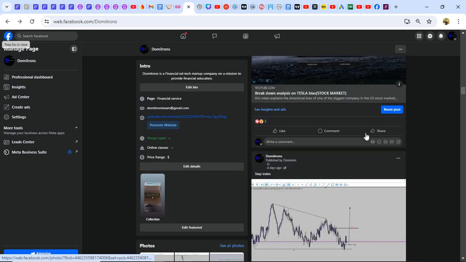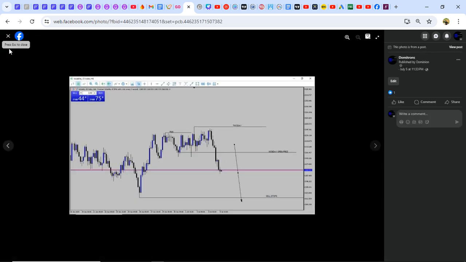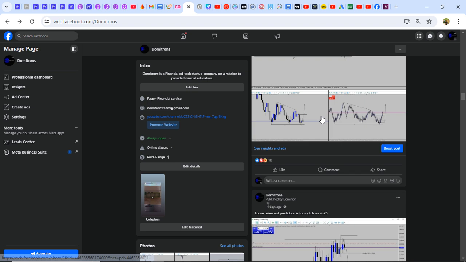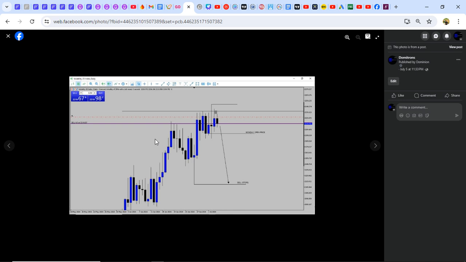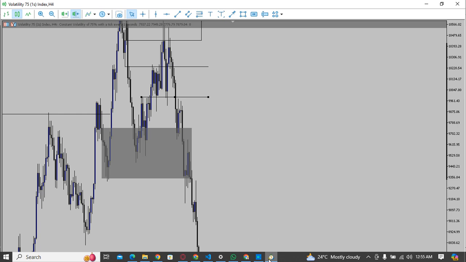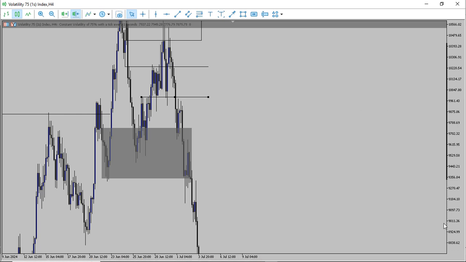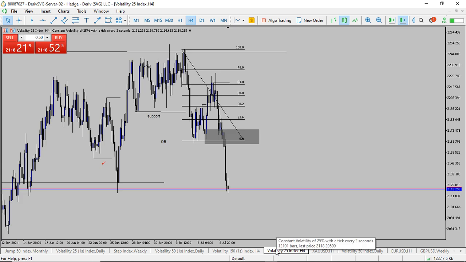I have this one also. I have step index, but I'll talk about this one. Before, I don't think I'll talk about buying step index, but let me talk about this one because I love this one. So this one is VIX25 on the daily time frame. VIX25, boom, boom, boom, right there.